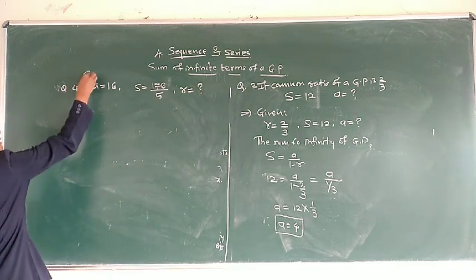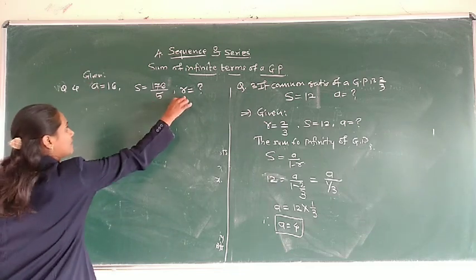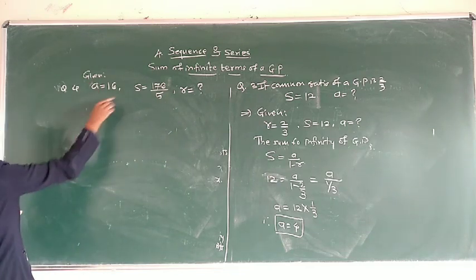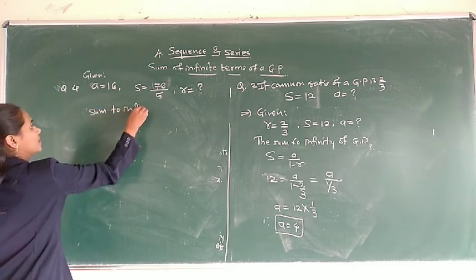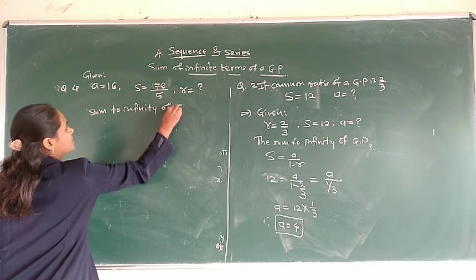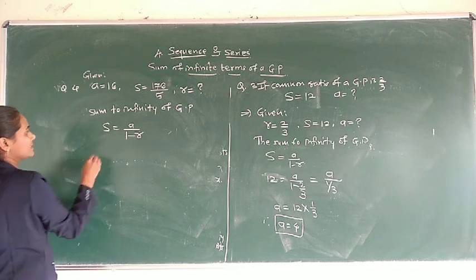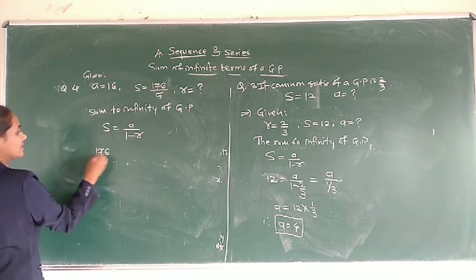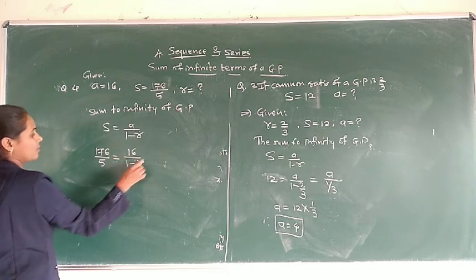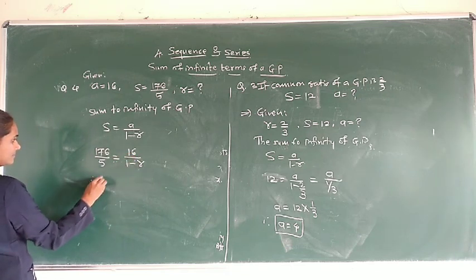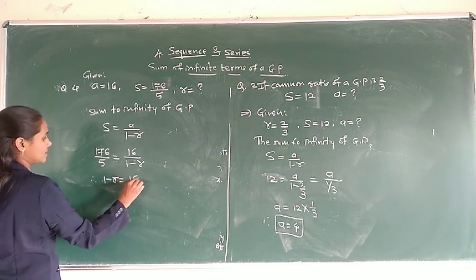First write what is given. The first term and the sum to infinity of the GP are given, and we have to find the value of r. So use the formula for sum to infinity of a GP: S is equal to a upon 1 minus r. Therefore 176 upon 5 is equal to a, which is 16, upon 1 minus r. We have to find the common ratio r, so write r as it is.